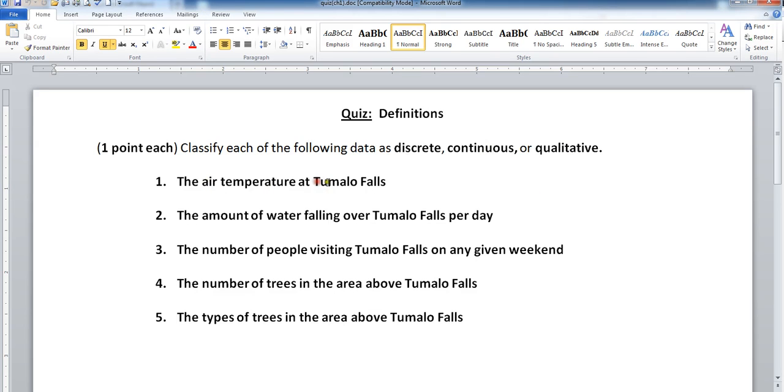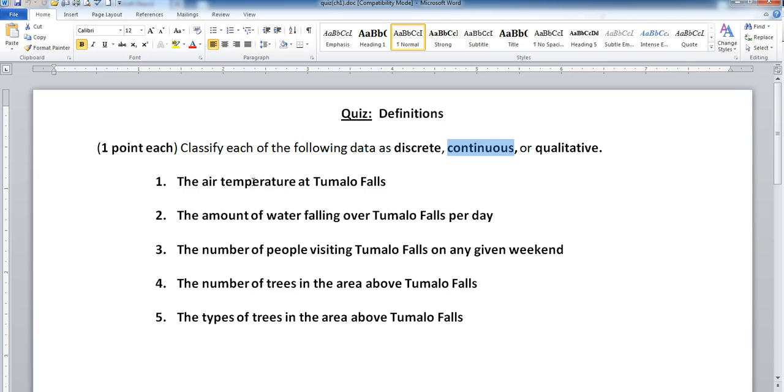Air temperature at Tumalo Falls. Well, that has to be continuous because you have to ask yourself, how do I get temperatures? Well, use the thermometer. And what is the thermometer doing? Well, it's measuring how hot or cold something is. And as soon as you realize, oh, it's a measurement, that makes it continuous. So temperature is going to be continuous. And if you remember in class, we talked about that. There's 4 continuous data types: temperature, time, weight, and length. So those are the 4 biggies.